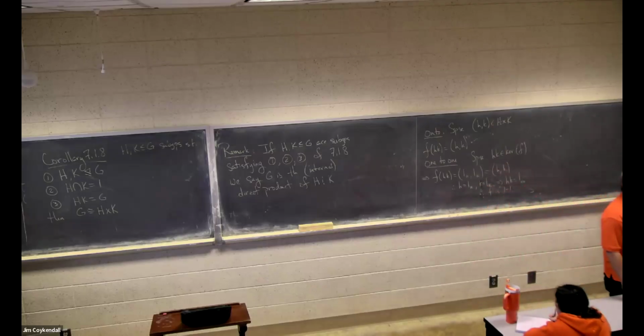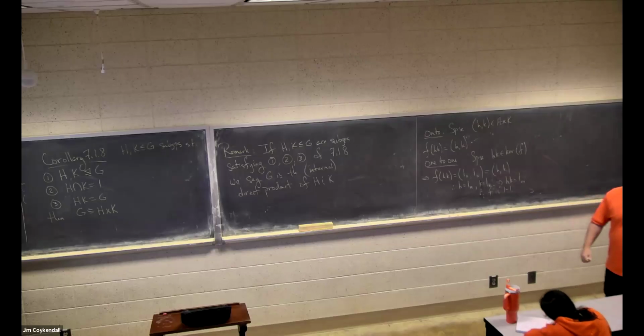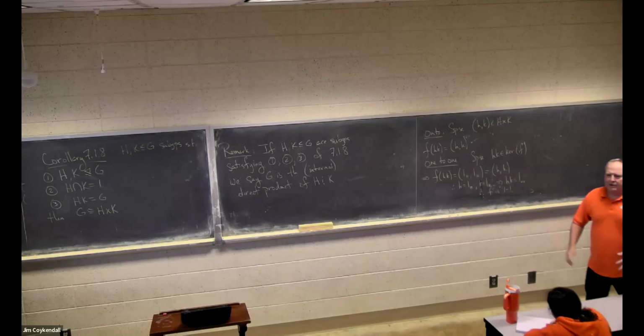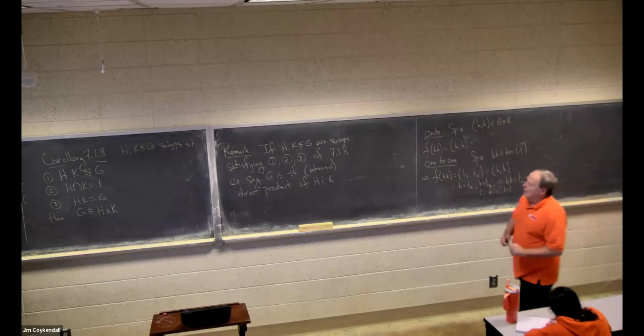Well, so external, think of it as somebody comes up to you and gives you a bunch of groups, and you just make the direct product with them. They give you a group G, they give you a group H. You say, hey, I'm going to make G cross H. That's external. Somebody gave you G and H, and you made it.